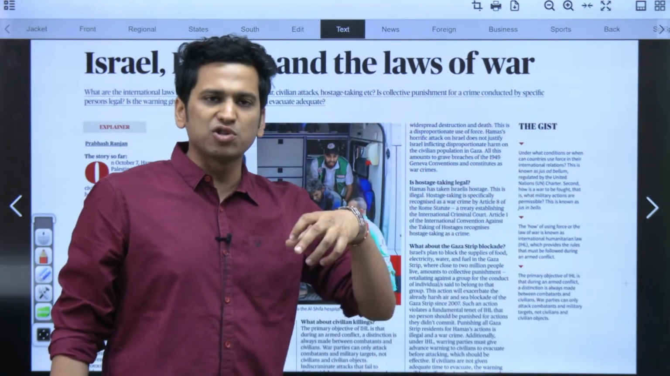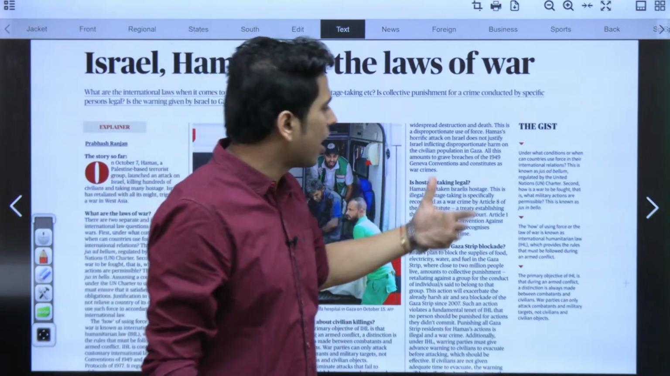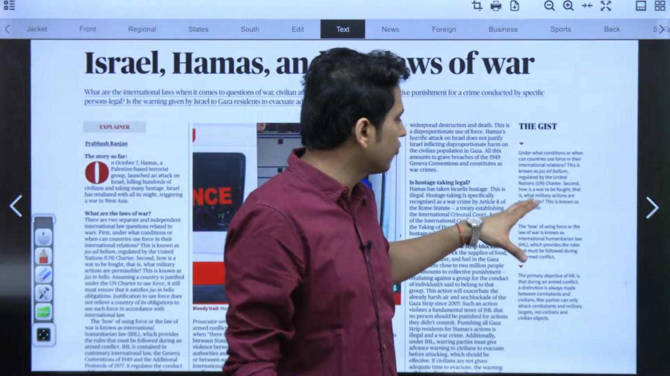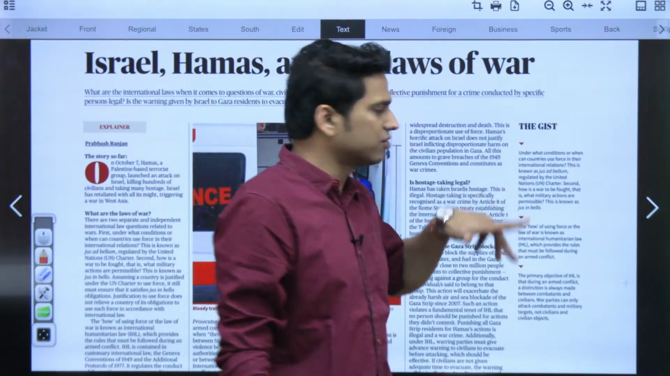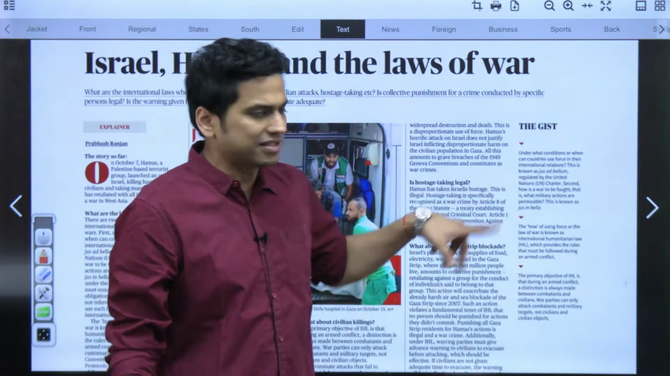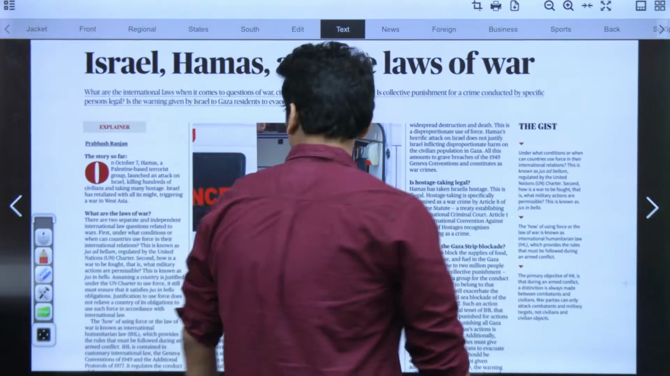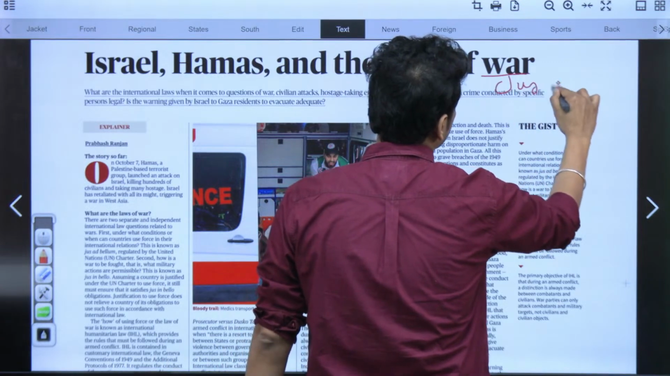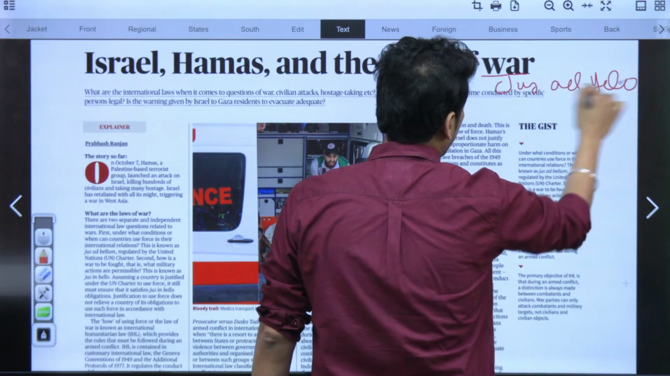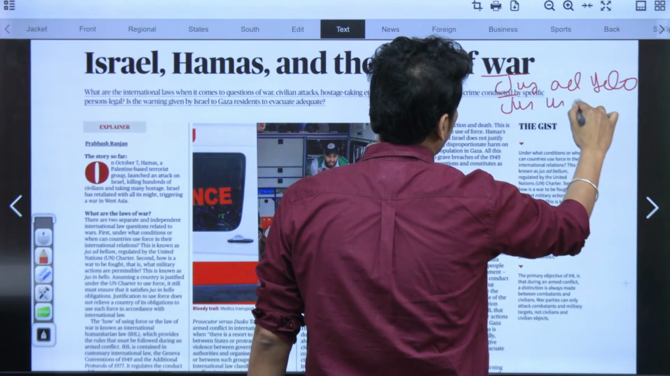The second thing is, if you are using force, how will the war be fought? How the war is to be fought, that is, what military actions are permissible. That is known as jus in bello. So one is jus ad bellum and the second is jus in bello. These are the two terminologies and the two words that we need to remember. I can write it over here: jus ad bellum and jus in bello.